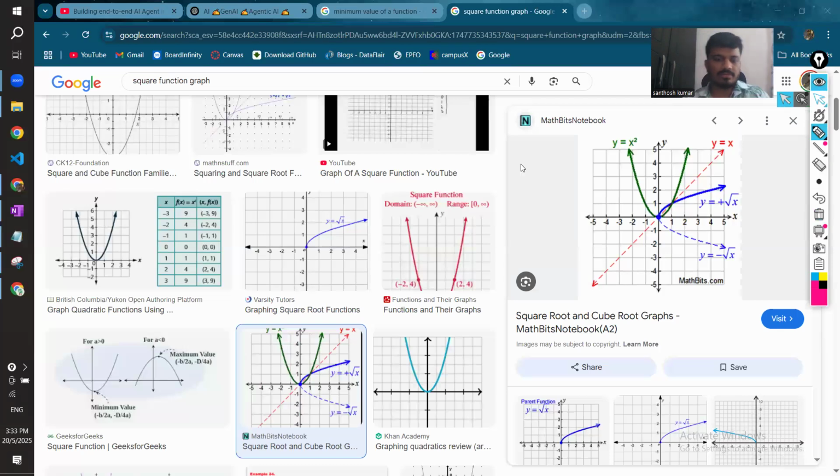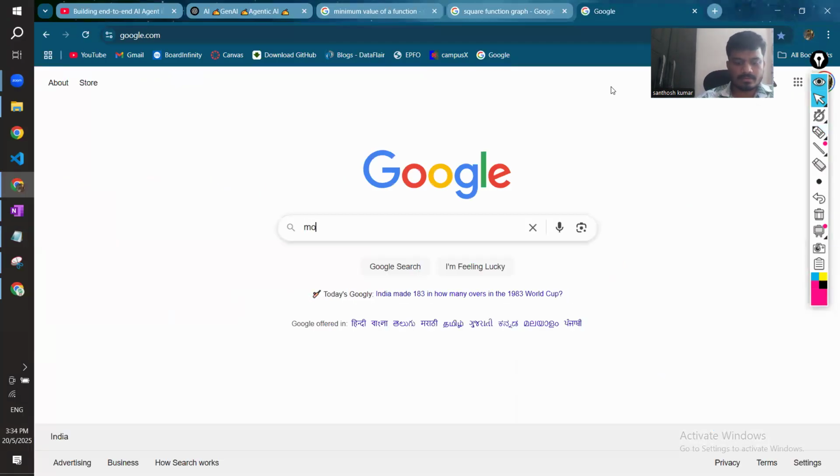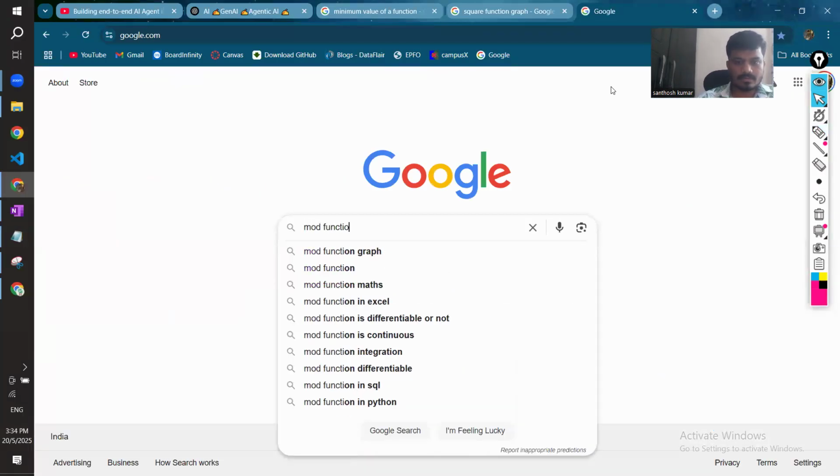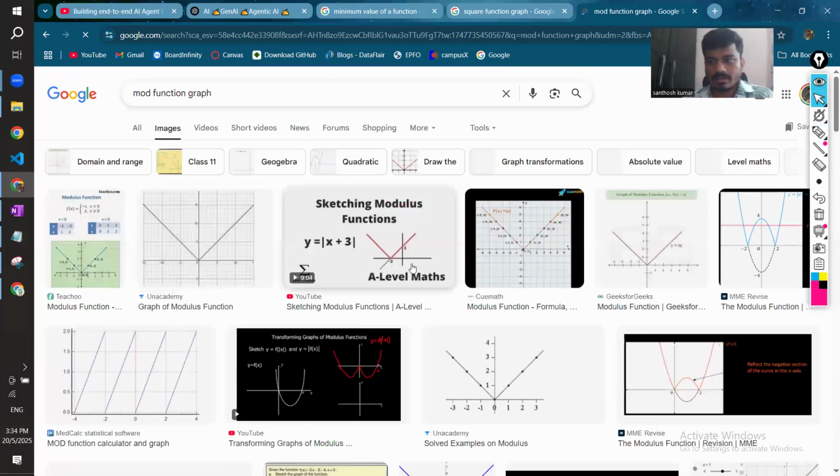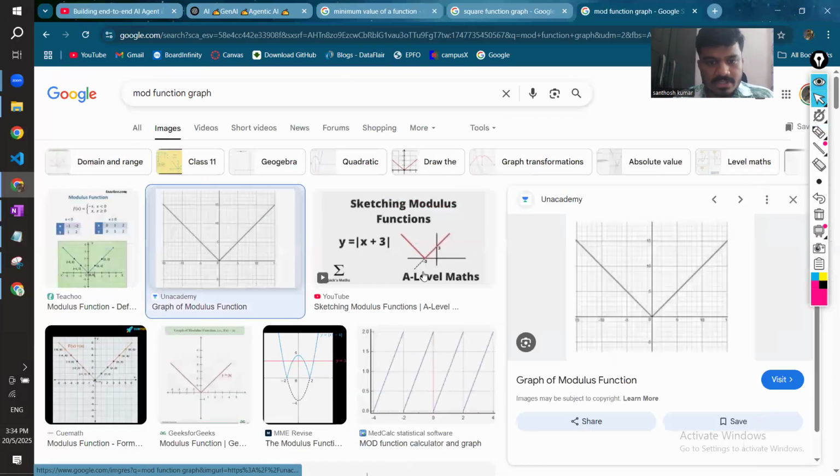But if you see the mod function graph, over here it is not differentiable at this point.